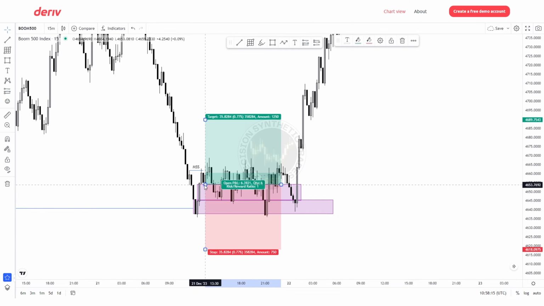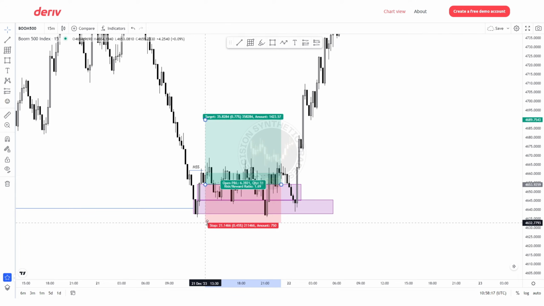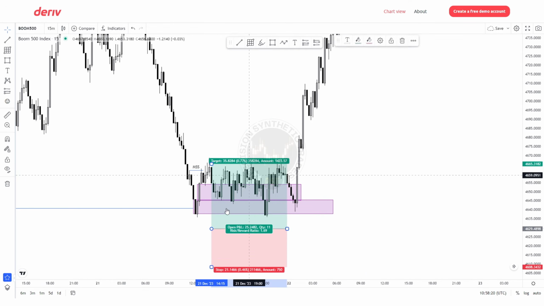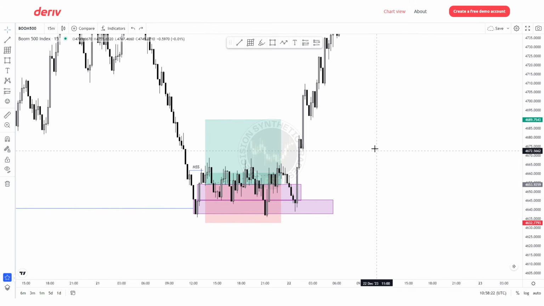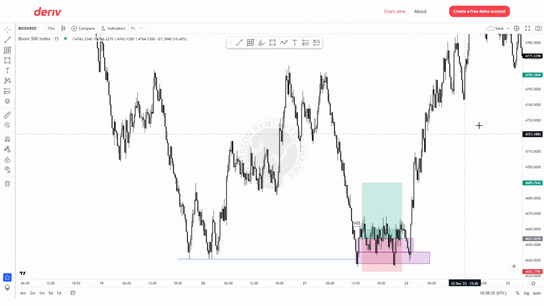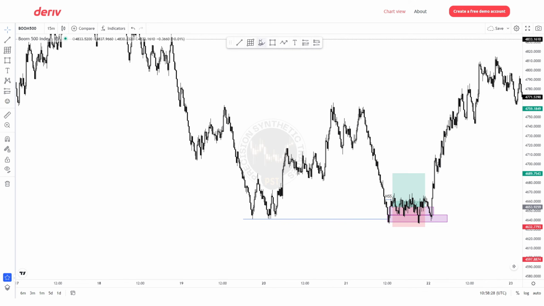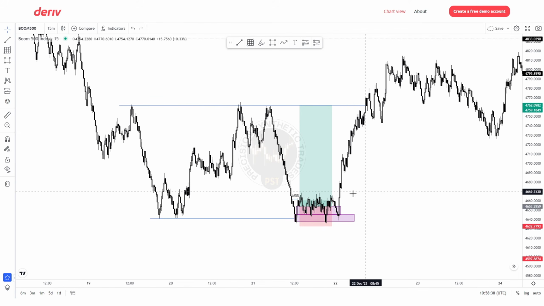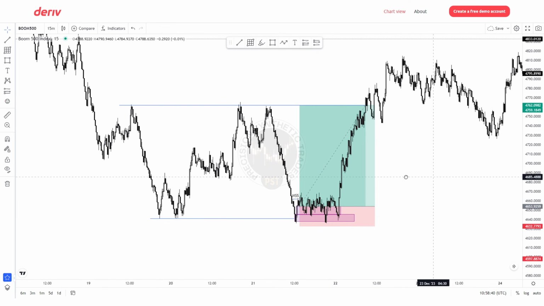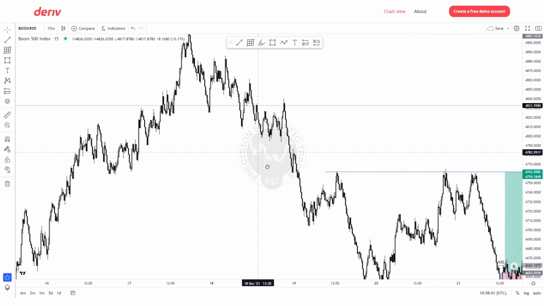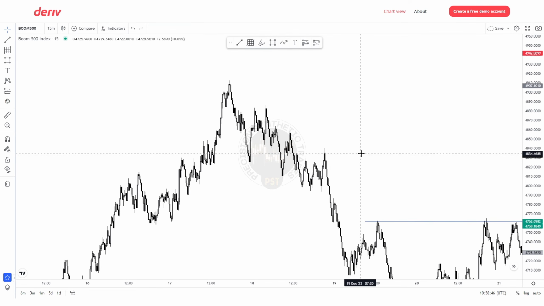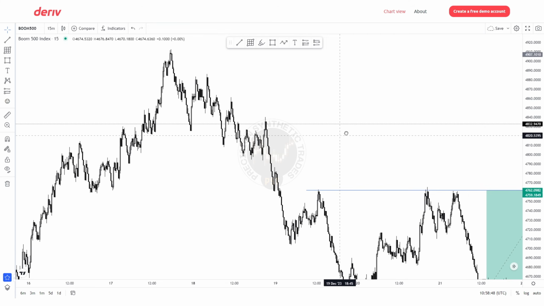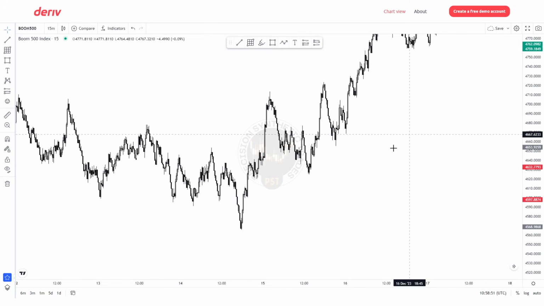Let's say you entered at the fair value gap, stops below that low, and where would you target? Relative equal highs, because there's stops resting there. So that's where I would target, and there you got a nice trade again. Let's quickly see what's happening. And so now we're in an uptrend again.